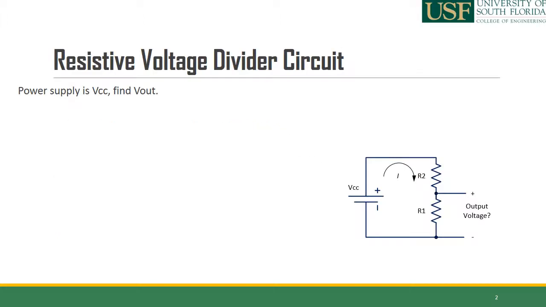Well, a very simple form of a voltage divider is a circuit that has two resistors in series connected to a power supply. As you can see in the figure, a circuit can be presented like this with two resistors R1 and R2 and a power supply with the value of VCC. So the question is that in such a situation, what's the output voltage or the voltage across one of the resistors? How can we find the voltage across only one of the resistors?